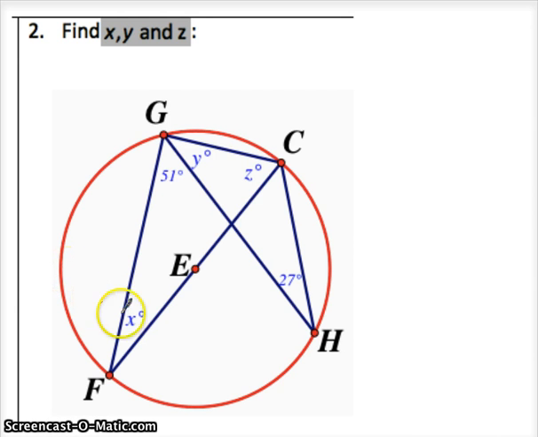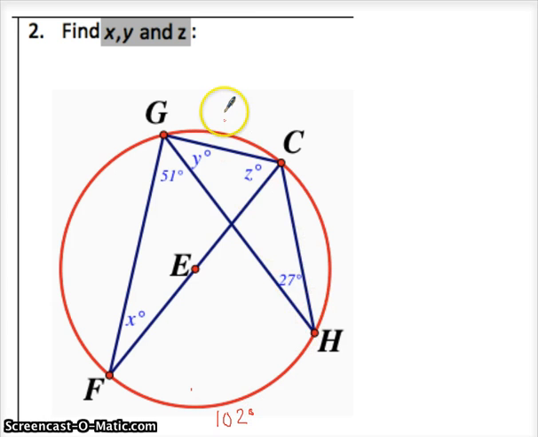All right, find X, Y, and Z. I'm not going to target any one of those. I'm just going to go around the circle and find whatever I can and start writing things down. All right, if this is 51, this might come in handy. I know that 51-degree angle opens up to this. When it hits the circle, it hits at F and H. So that arc from F to H is 102.